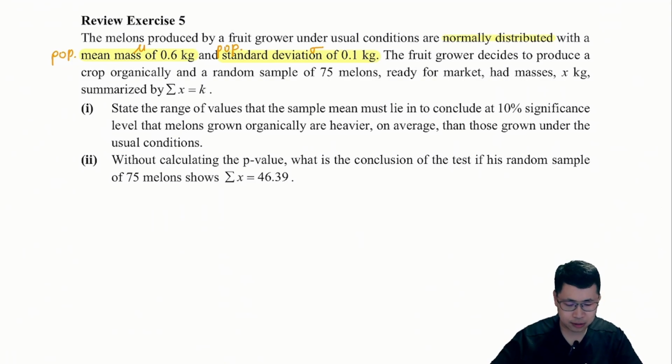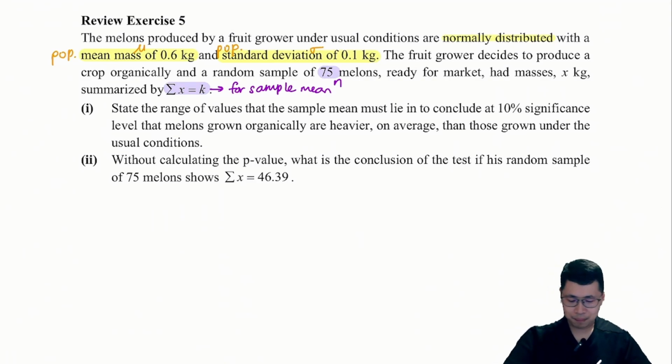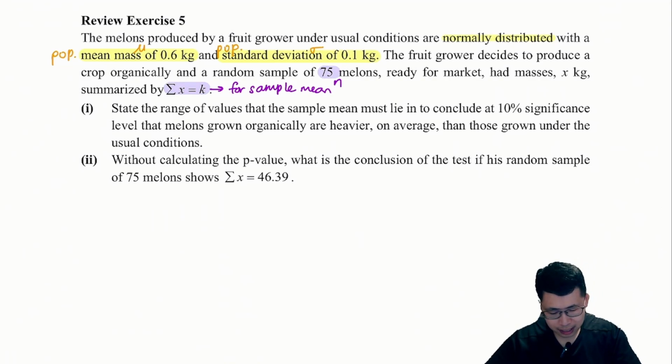The food grower decides to produce a crop organically, and a random sample of 75 melons is taken, sample size n. The random sample of 75 melons had masses x kg, summarized by this data over here. This summarized data, the sum of x, would help us to find the sample mean. So this quantity is actually for our sample mean. As we've seen in the previous examples, the summarized data would be for our sample mean. So for part 1, we need to state the range of values that the sample mean must lie in.